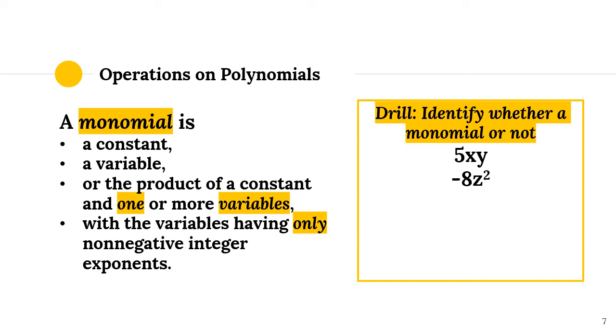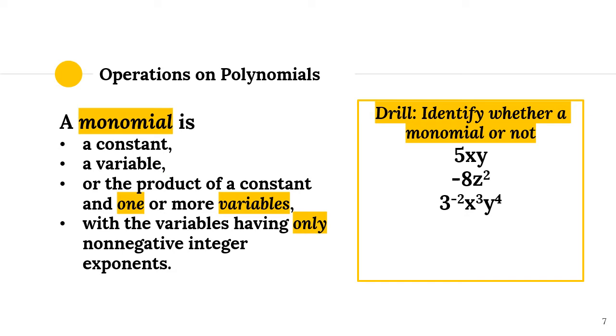Okay, ready? In 3, 2, 1. -8z squared is a monomial. Although there is -8, the negative sign is in the coefficient. The exponent is still non-negative because it's positive 2, and it's an integer because it's a whole number. Third example, we have 3 raised to -2 x cubed y to the 4th.